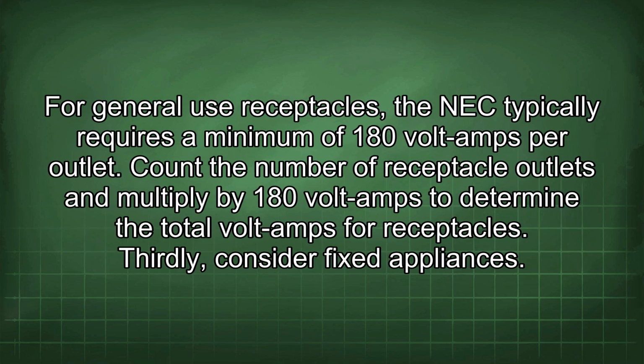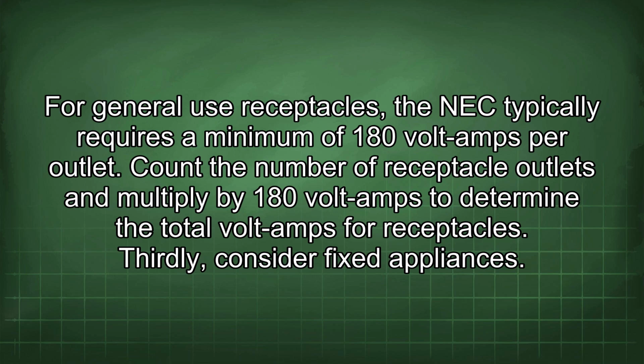Secondly, account for receptacle outlets. For general use receptacles, the NEC typically requires a minimum of 180 volt amps per outlet. Count the number of receptacle outlets and multiply by 180 volt amps to determine the total volt amps for receptacles.